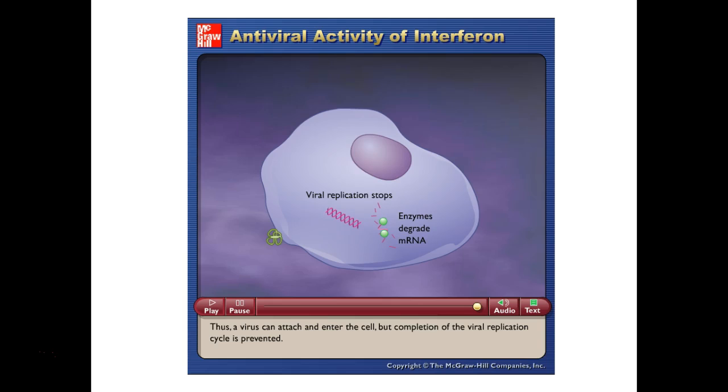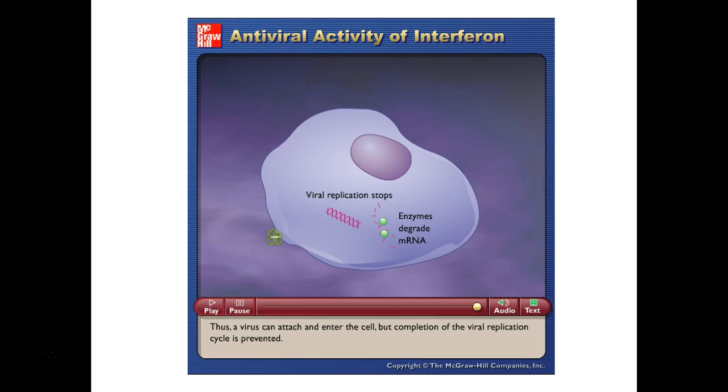That's pretty cool, right? So basically, they get infected and they scream to all their friends nearby, look out, the bad guys are coming. Get prepared, right? So there's, what does your book say, like 300 different genes that get activated with interferon. So this is their chemical message. Interferon is their chemical message. Viruses are here. Get prepared.